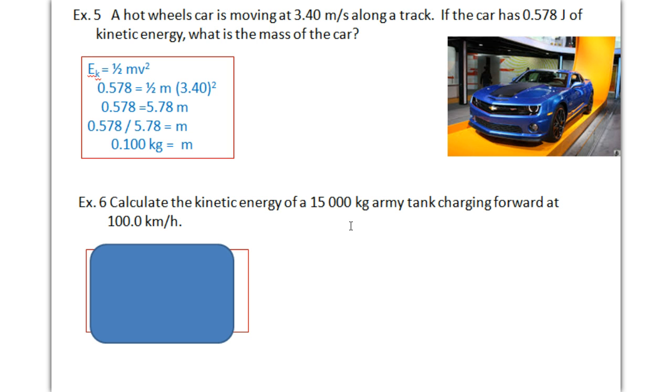Calculate the kinetic energy of a 15,000 kilogram army tank charging forward at 100 kilometers an hour. Before you rush into that question, remember that velocity has to be in meters per second. So in this case here, to change kilometers per hour to meters per second, you have to divide by 3.6. So take your kilometer per hour, divide by 3.6, and you'll have it in meters per second.